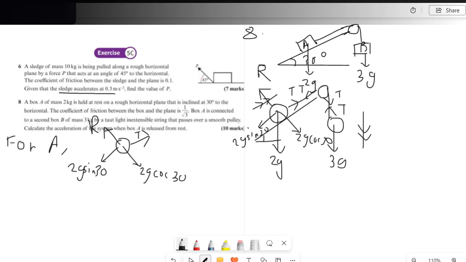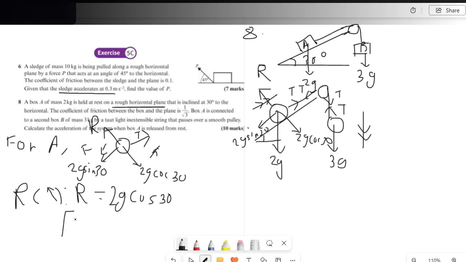And because the box, if you remember, the plane is rough, therefore there should be a frictional force, which is F, acting opposite to the direction of motion, and this will be the acceleration. So resolving perpendicular to the plane, we can say that the normal reaction force is equal to 2g cos 30.